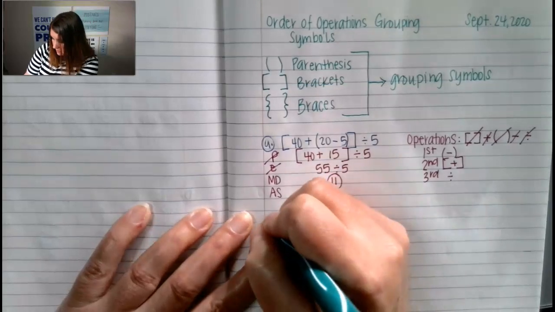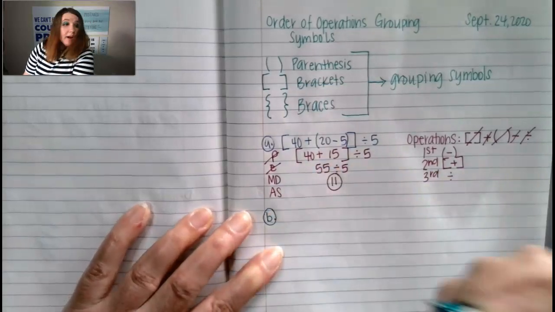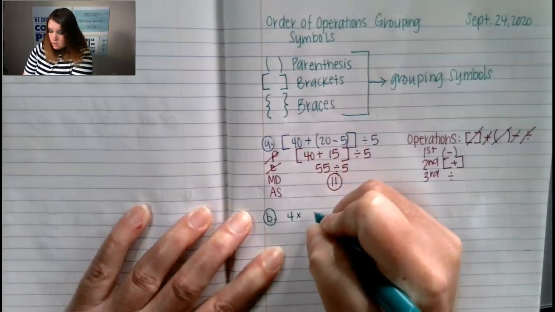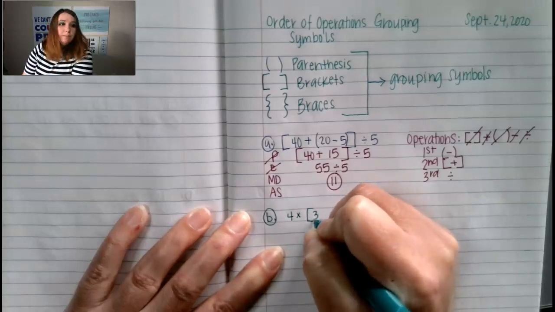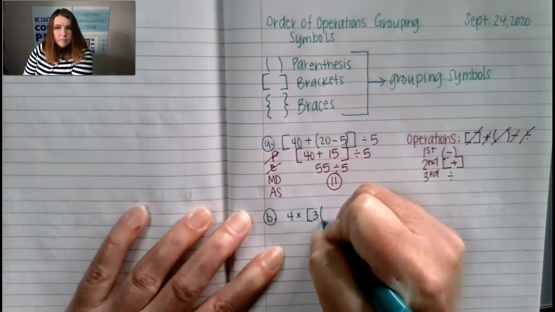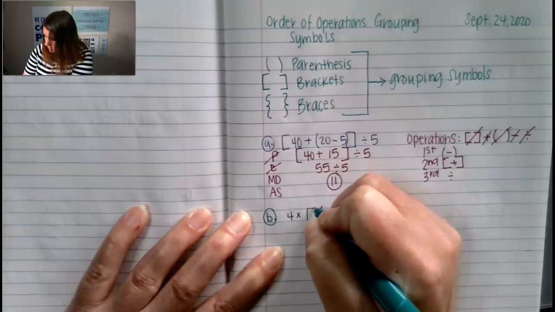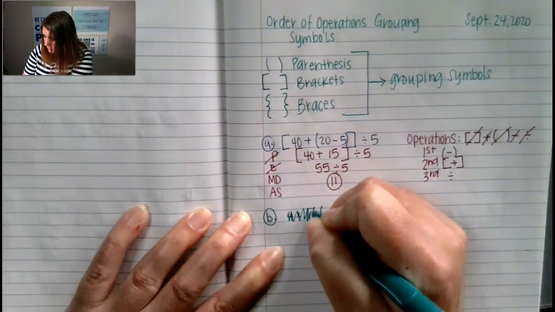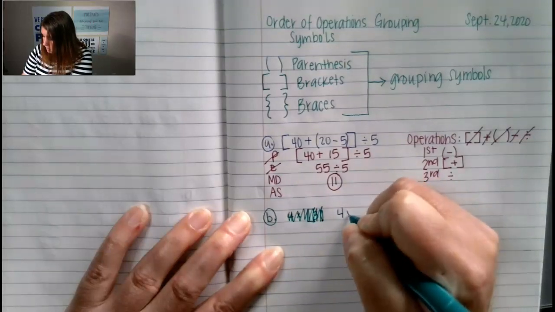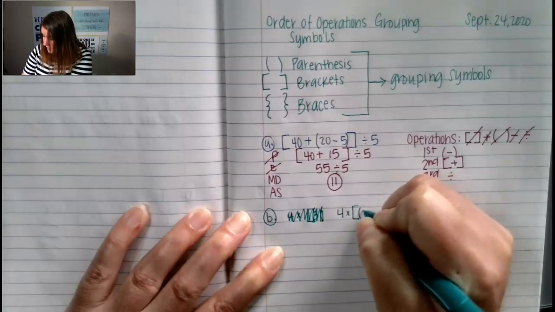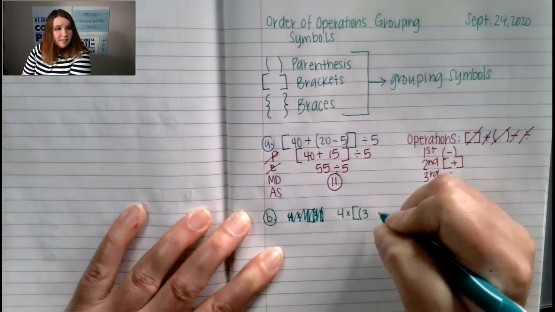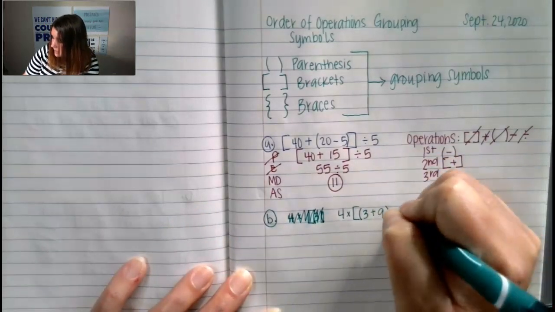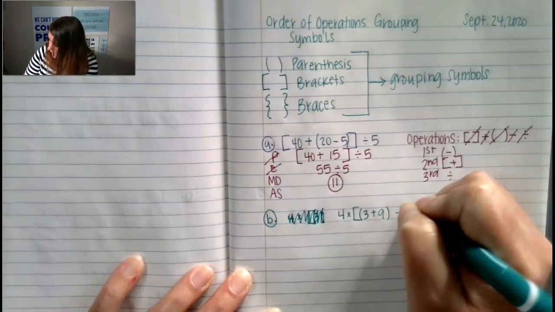Let's say on my next example that I have 4 times 3. Oops, I put my parentheses in the wrong spot. I'm going to cross this out, you guys, and we're going to rewrite this. So 4 times a bracket, parentheses, 3, there we go, plus 9, parentheses, divided by 6 and a bracket.